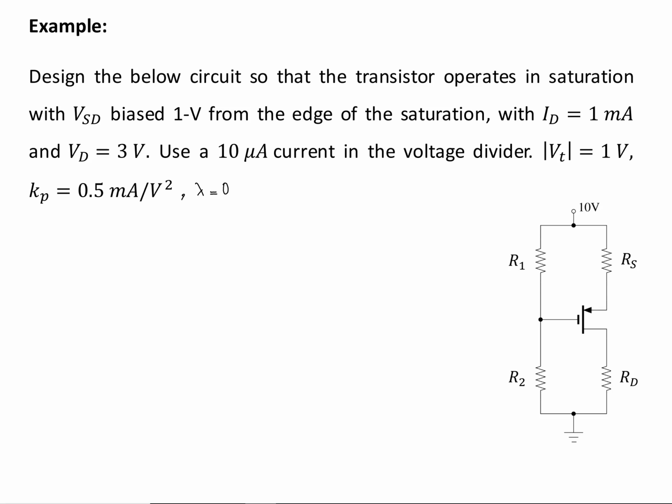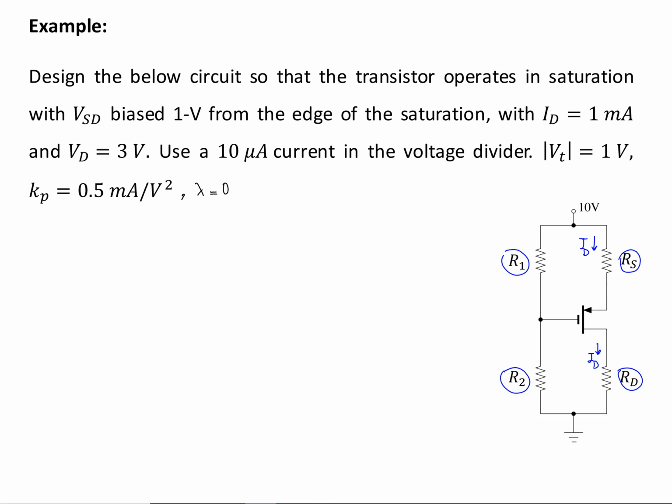So let me see the unknowns for my problem. Rs is unknown, Rd, the drain resistor value, is unknown, R1 and R2 are also unknown. The known parameters are the drain current, which is 1 milliamp, so the current that flows in this direction, ID, is 1 milliamp. Also this is the same ID, 1 milliamp.